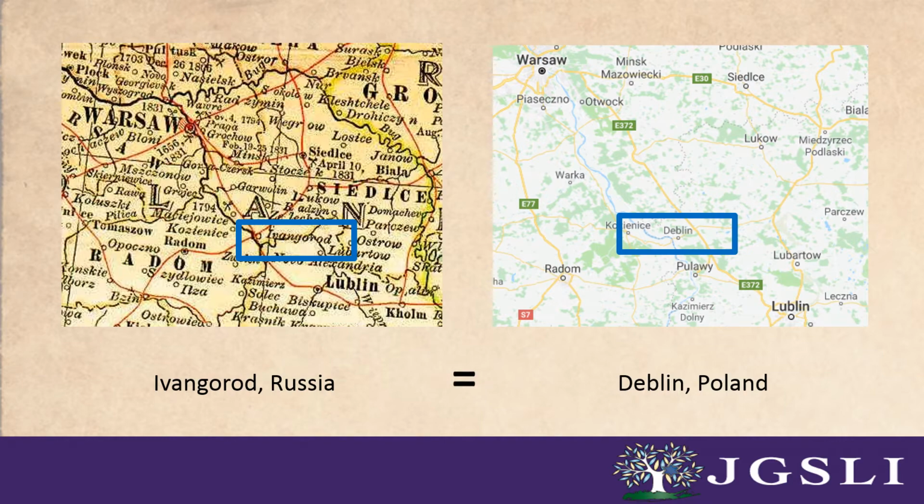A place with one name when it was part of the Russian Empire and another name when it was under Polish rule. The purpose of this video is to remind genealogists that they should consider changes in the names of countries, states, counties, cities, and streets when reading documents. Let's start big and then drill down.